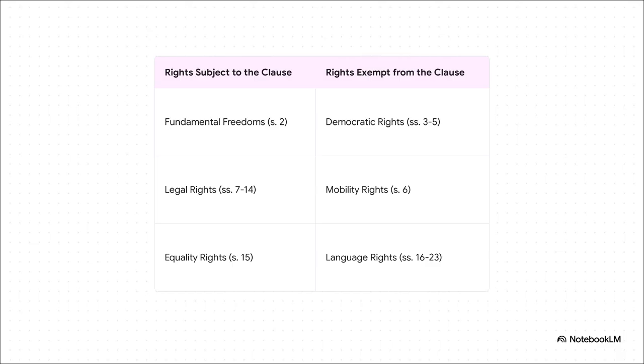The clause can be used on things like freedom of expression, legal rights, and equality rights. But, and this is a big but, it cannot be used to override democratic rights, like your right to vote. It also can't touch mobility rights or language rights. The framers essentially built a protective wall around those, seeing them as the absolute bedrock of the country.